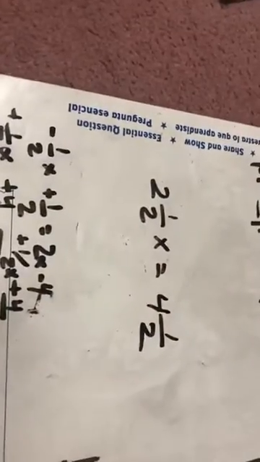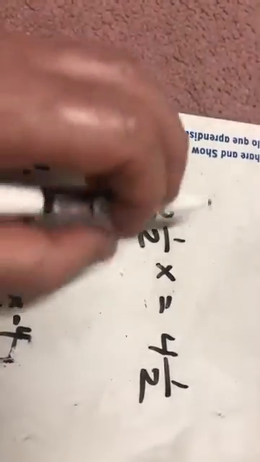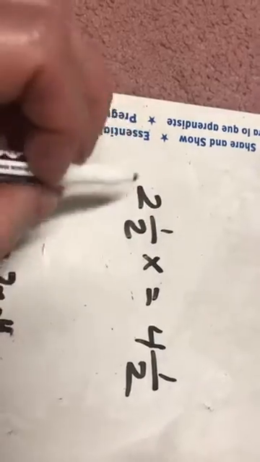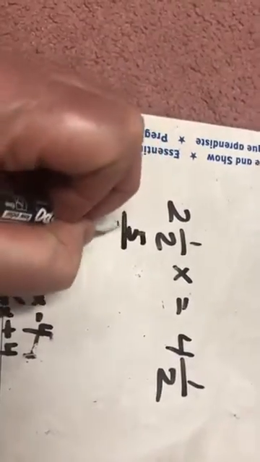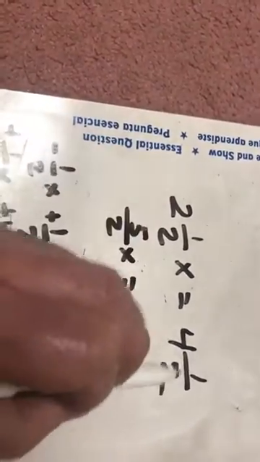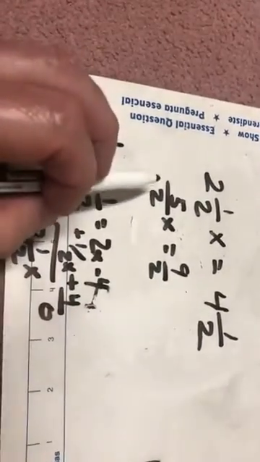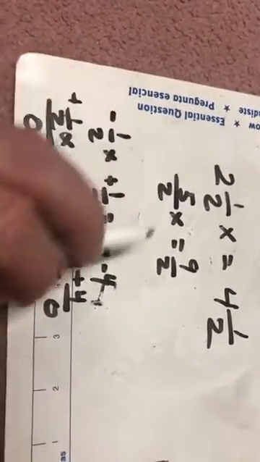All right, so I want to think, well, how is this going to work? Let me just turn everything into fractions. I prefer to work with fractions. 2 times 2 is 4, plus 1 is 5. 5 over 2 x equals 2 times 4 is 8, plus 1 is 9. 9 over 2. All right, so remember now what I have to do. This is going to become 9 over 2 divided by 5 over 2.